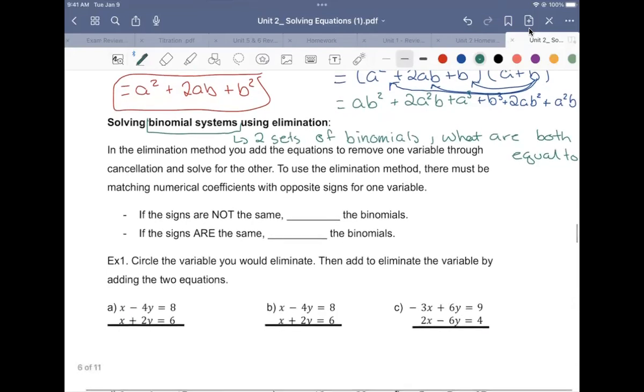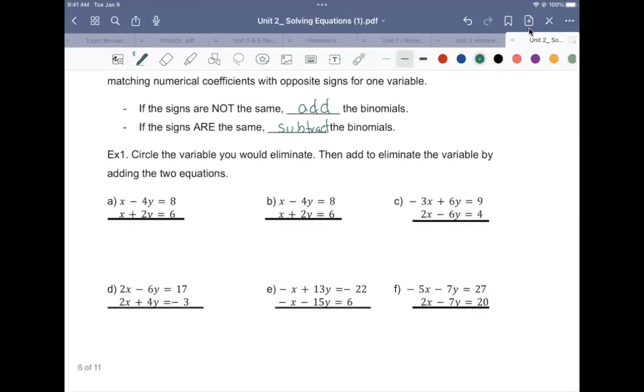But if the signs are not the same, so that means if we have a positive and negative, we are going to add the binomials together. If the signs are the same, say I had a positive 4y and a positive 4y, I would then subtract the binomials. Now, when we're doing this, it will seem a little bit like you're using common sense to determine which variable to eliminate and get rid of, and that is fine. But what we are doing here is, say for the first section, I want to circle which variable I'm going to eliminate. So if I take a look here, this is going to give me negative 4y plus 2y would give me negative 2y.